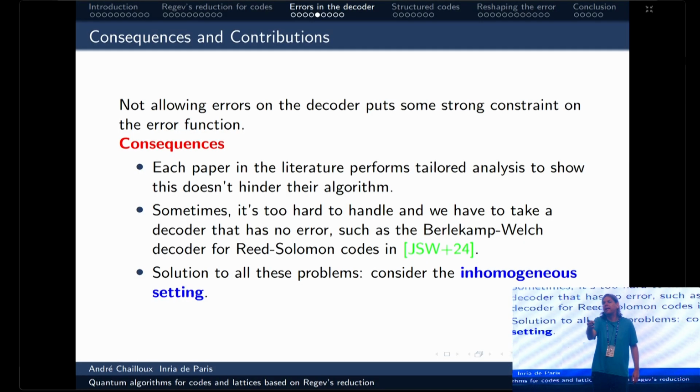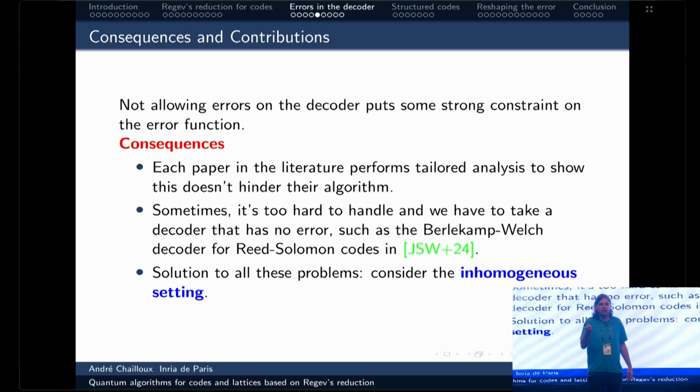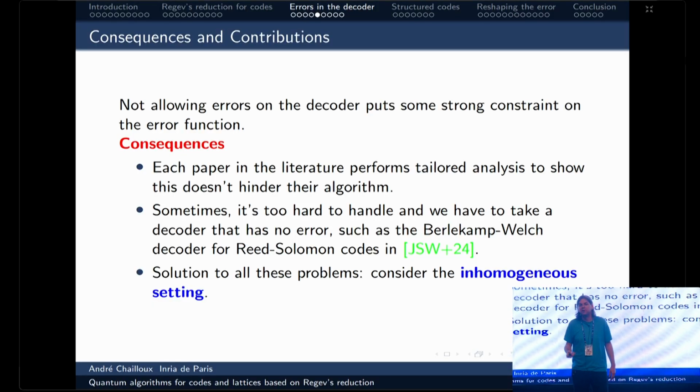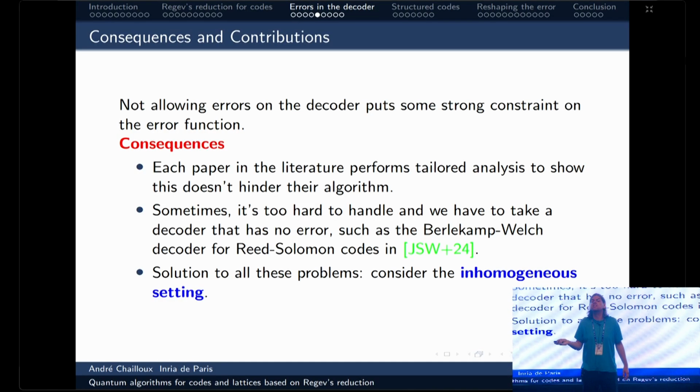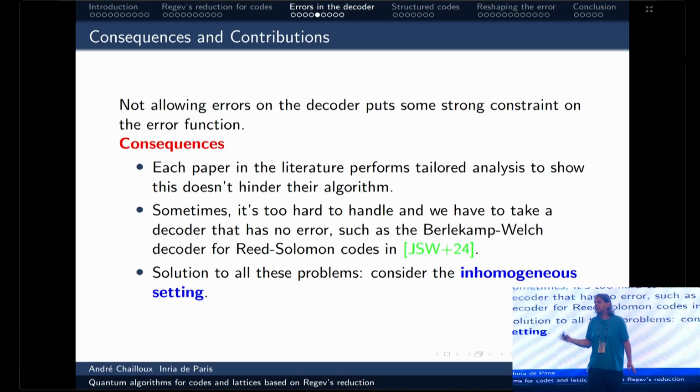And actually, one of the main technical contributions of all these papers is trying to prove that things go well with errors. But sometimes it's too hard to handle, and in some cases, for example, if you have a decoder that doesn't have errors, like with the Reed-Solomon codes, you have the Berlekamp-Welch decoder, which decodes up to half of the minimal distance in an efficient way, you settle with this, and at least you get rid of all of these problems.